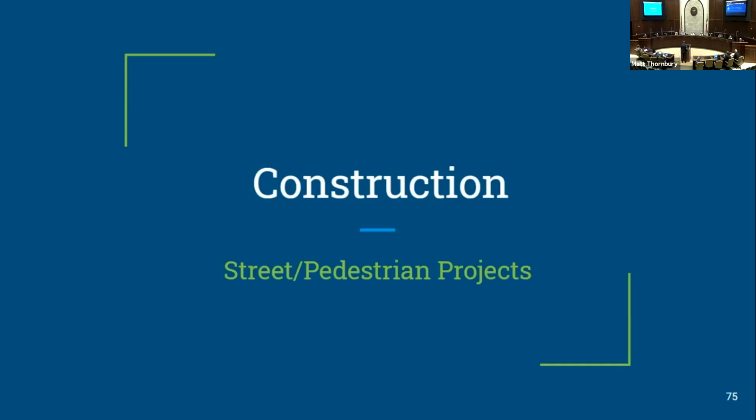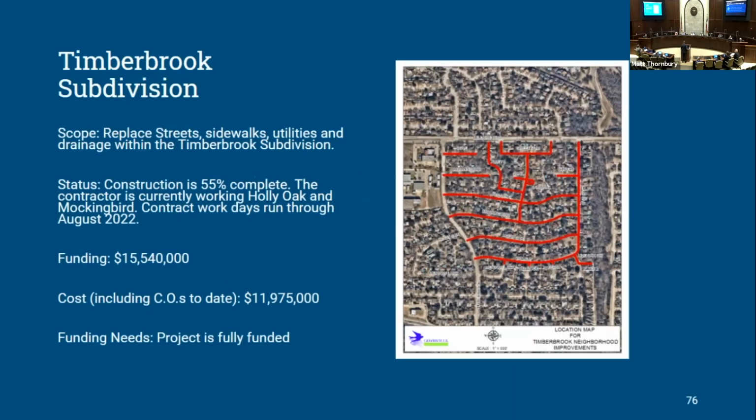Now, projects that are under construction. We have Timberbrook subdivision. The construction is roughly 55% complete. The contractor is currently working on Mockingbird and Hollyoak. They intend to have Hollyoak completed sometime around late September. The next street they'll move to is Red Wing. And then after Red Wing, they'll probably go and finish up what's remaining on Magnolia.